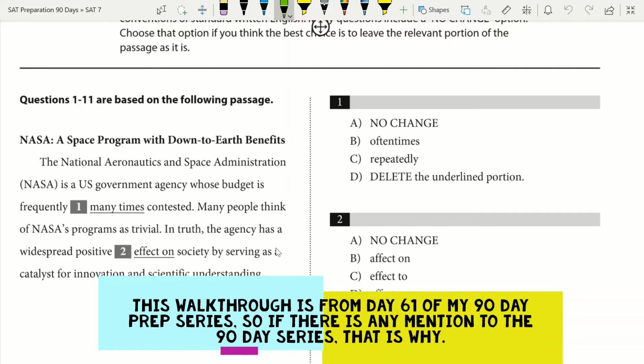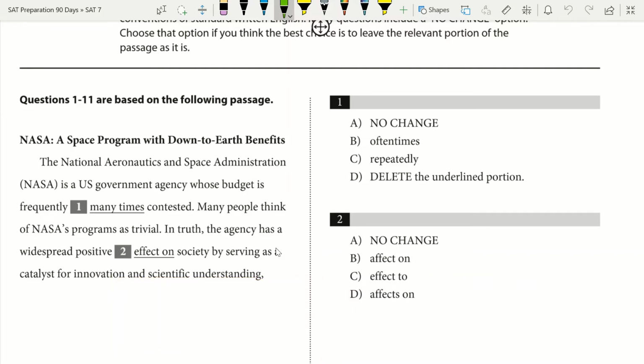The National Aeronautics and Space Administration, NASA, is a U.S. government agency whose budget is frequently contested. Okay, many times is repeating the word frequently, so I don't want to use it, or oftentimes, or repeatedly. My answer there would be D for number 1.